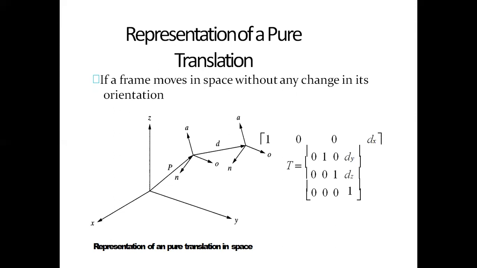That is, if a frame moves in space without any change in its orientation. For example, when we are saying a translation, it is a displacement in which no point in the rigid body remains in its initial position, and all straight lines in the rigid body remain parallel to their initial orientation. So translation is a displacement in which no point in the rigid body remains in its initial position at the same time, and all straight lines in the rigid body remain parallel to the initial orientation.